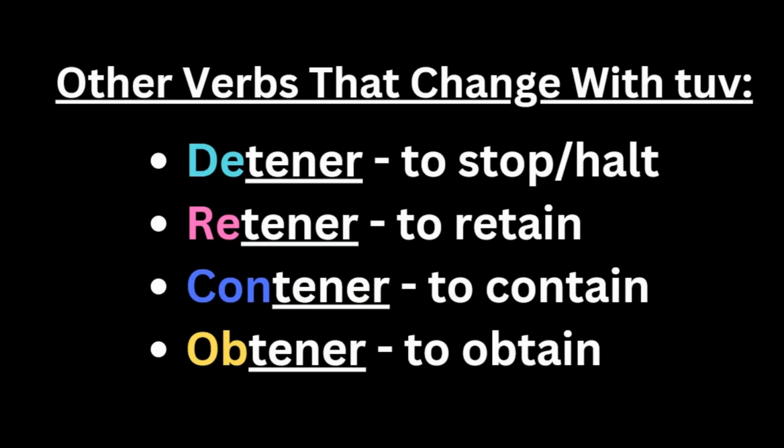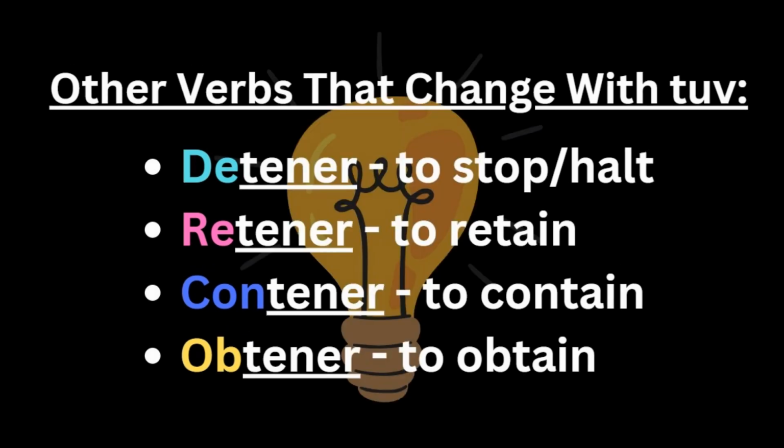After the verb tener, there are some verbs that have the word tener in them with a different prefix in the beginning, such as detener, retener, contener, and obtener. And in case you want to use any of them in the past tense, you have to remember to likewise change them with the TUV like you change tener. And with verbs like these, it's more useful to know them than to use them.